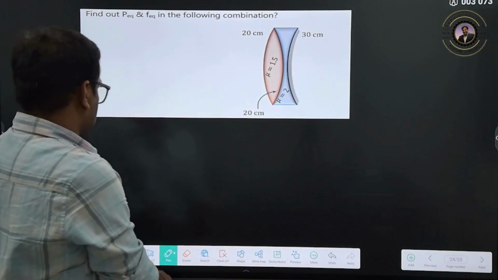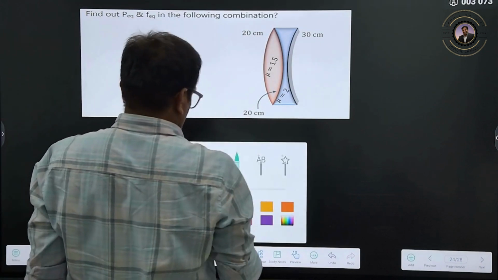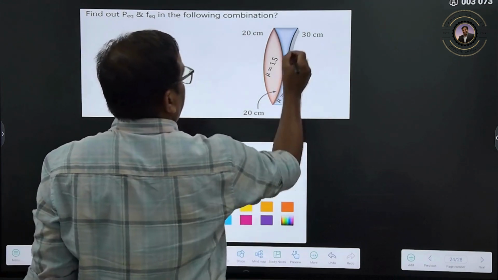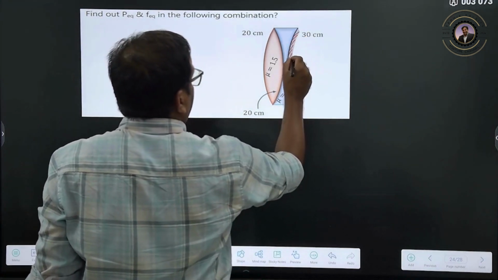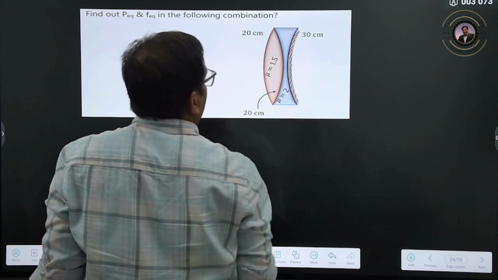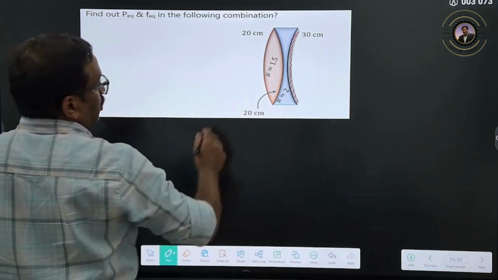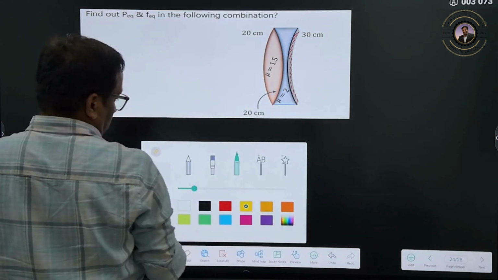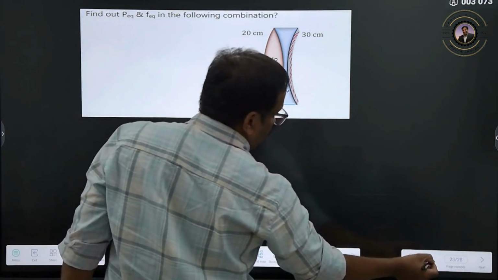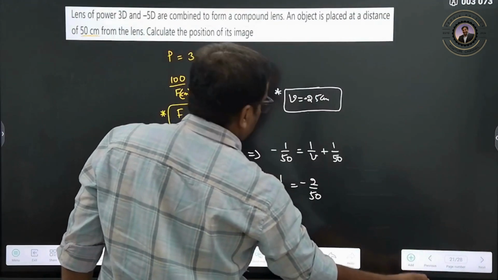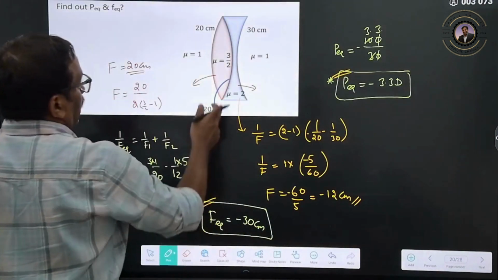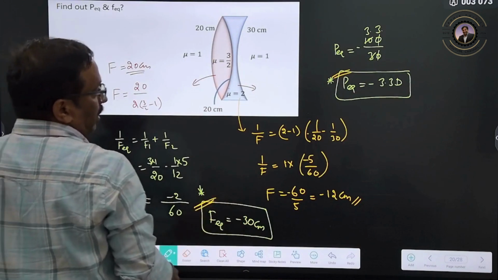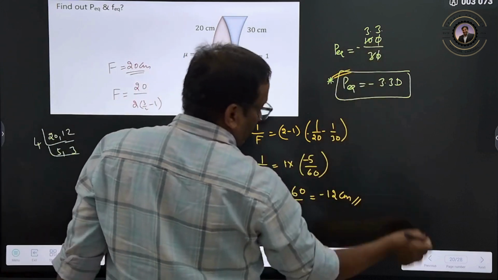Right, let us discuss this question. I think we did this type of question, but here the extra thing is we are going to make it like a silvering of this. These two combinations I already discussed. So the focal length of this lens, let us see this question. Here I already discussed this one. Focal length I got as 30 centimeter, power I got as 100 by 30.